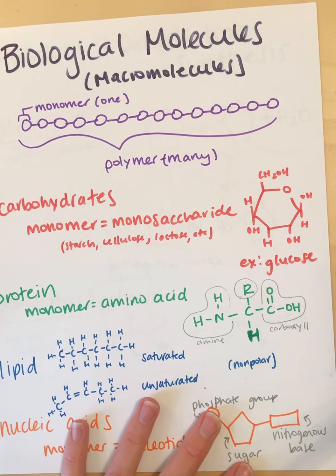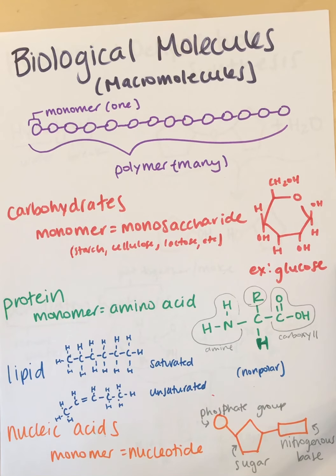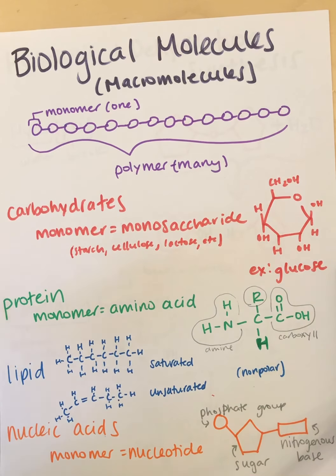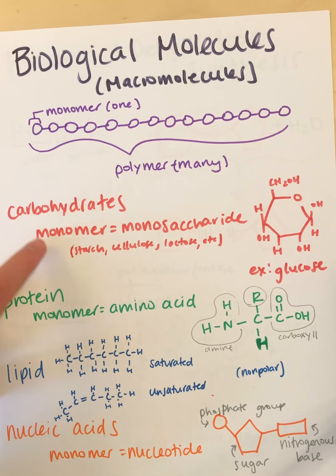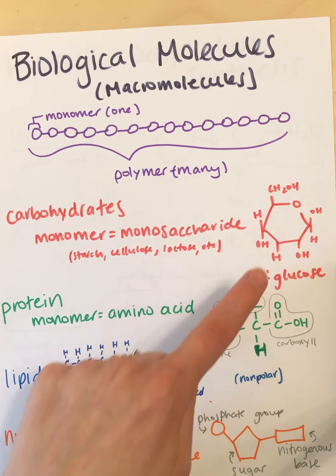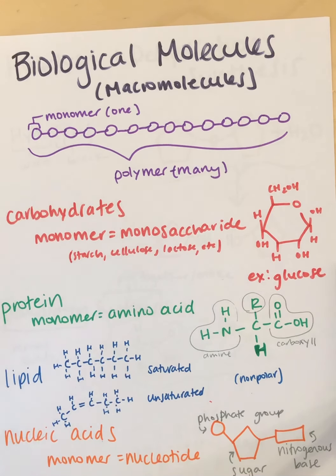More about those major macromolecules, also known as biological molecules. Most of them are made up of monomers, and when we put multiple monomers together, that's called a polymer. For example, carbohydrates, the monomer is a monosaccharide. For example, glucose is a monosaccharide, it's one sugar.